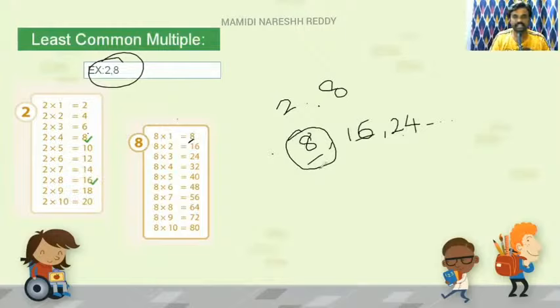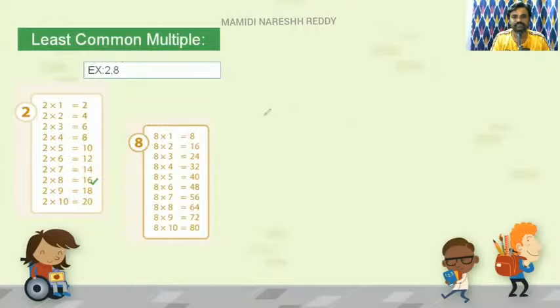Got the point? For example, I'm taking one more thing. And one more problem. For example, I'm taking 12 comma 4. 12 comma 4. For example, 12 table.